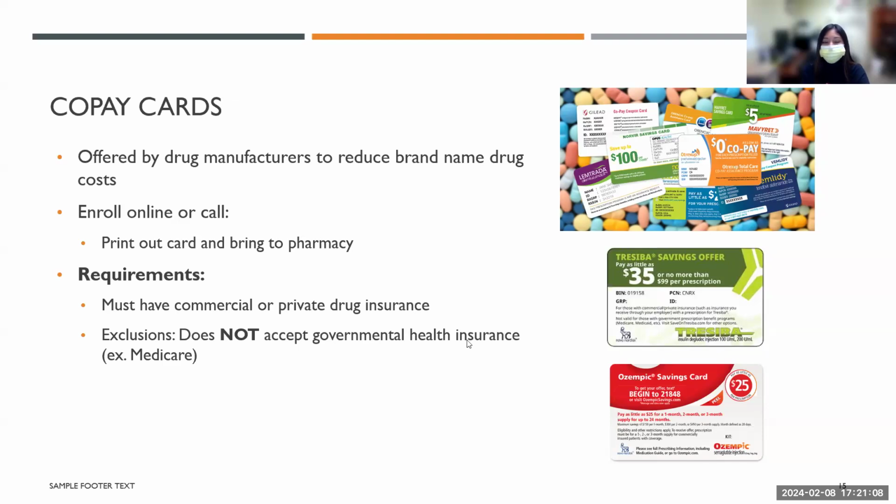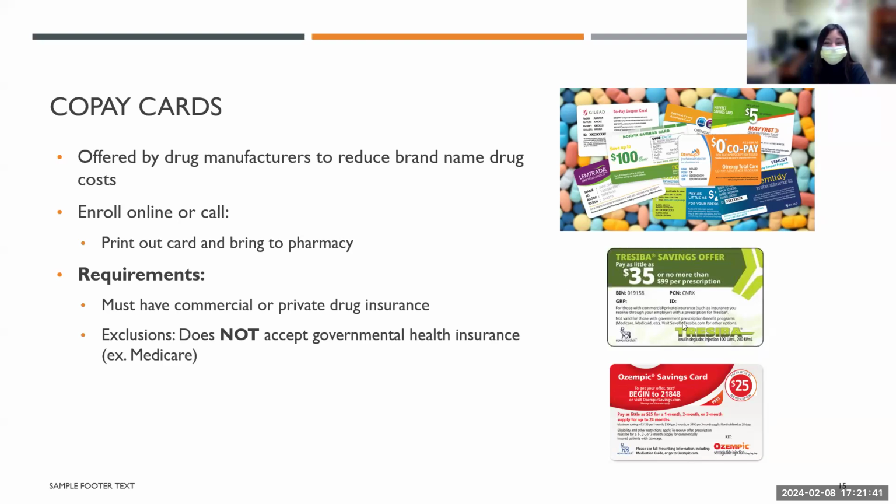Essentially, once you enroll and call, they will ask you things like your name, your address, your phone number, which medication you need, whether you have insurance, or why you need to take it. But it's actually a very simple way to sign up online. Once you go through that process, you print out the card. They will give you a card and you will bring it to the pharmacy, and the pharmacy will take the card and apply it to the cost of the medication.